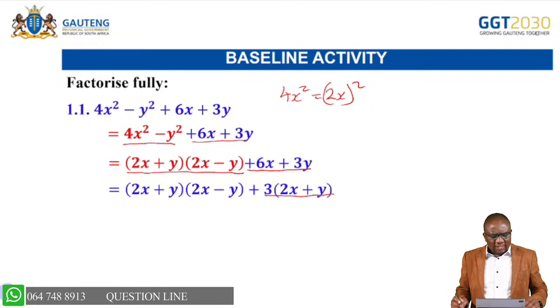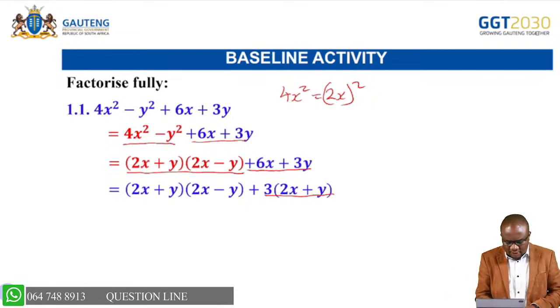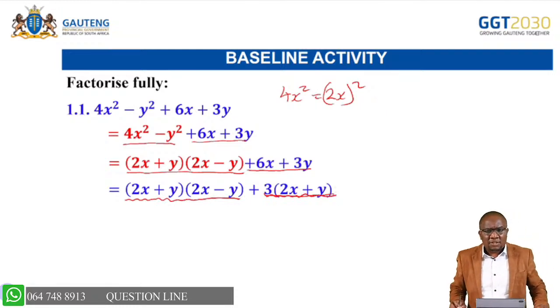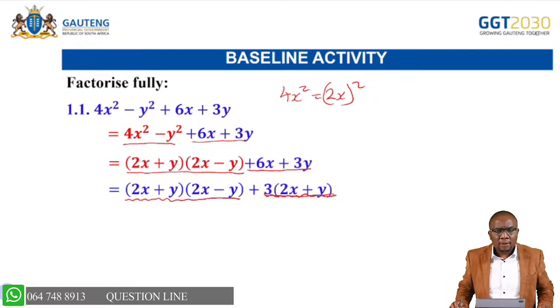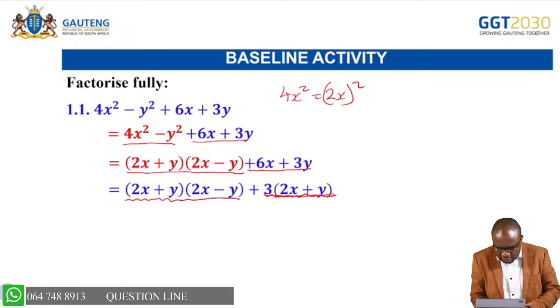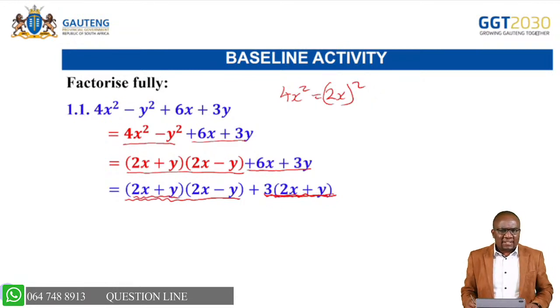Okay? Right, and then look at these two terms. This term and this term. Do we have something which is common there? Because grade 10s, we have to factorize fully. If we leave it like that, we have factorized partially. We have to factorize fully. Right, so now, if you check here, 2x plus y is a common bracket. So we can factor it out.